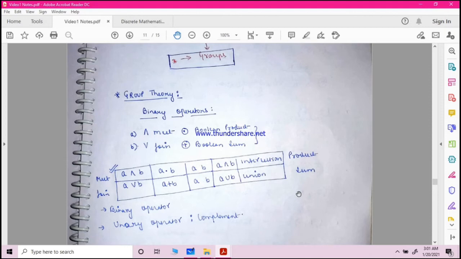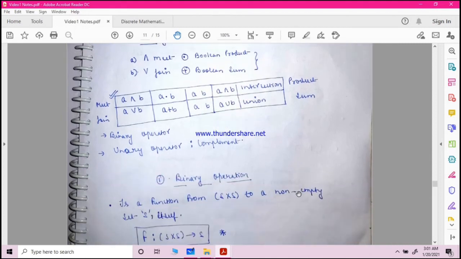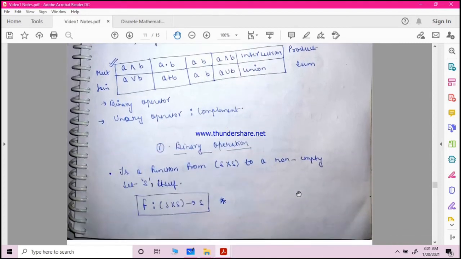This is the table that you can go through to find out the similarities. One behaves as intersection and the next one behaves as union. So we have binary operators, and a unary operator means simply the complement operator. A binary operation is a function from S cross S to a non-empty set S itself. S cross S gives you S. So this is simply a binary operation, meaning an operation on two operands.